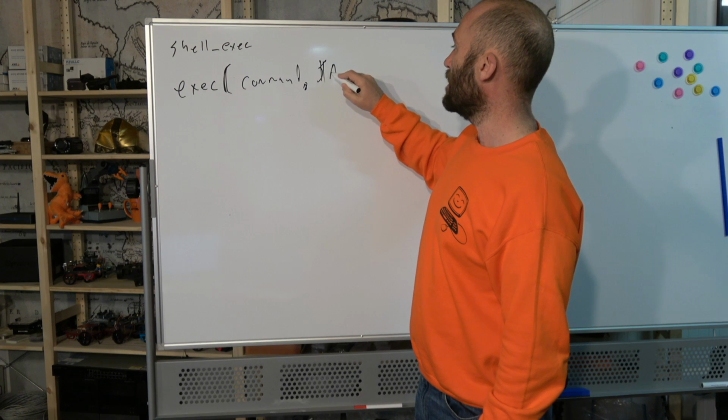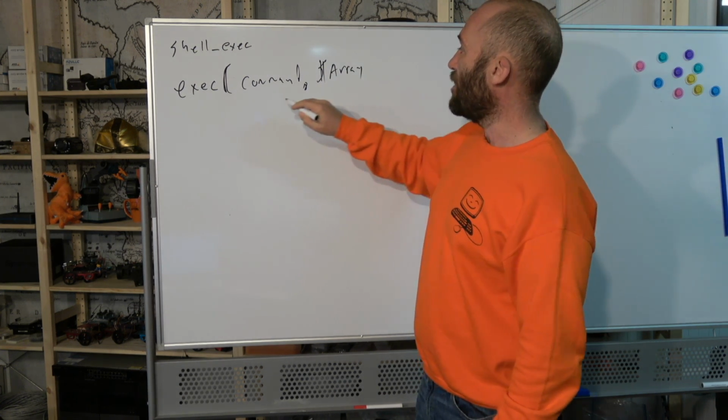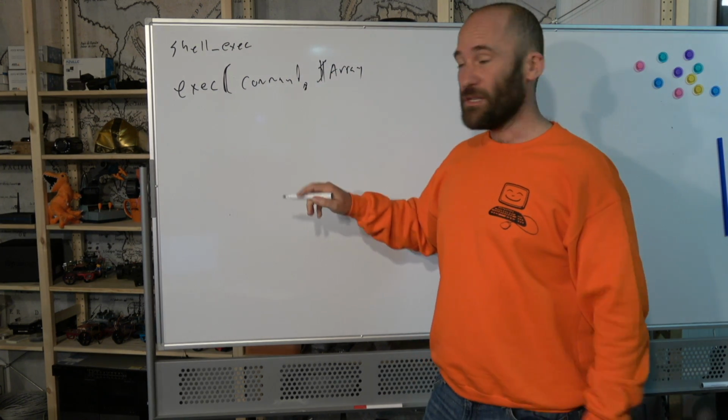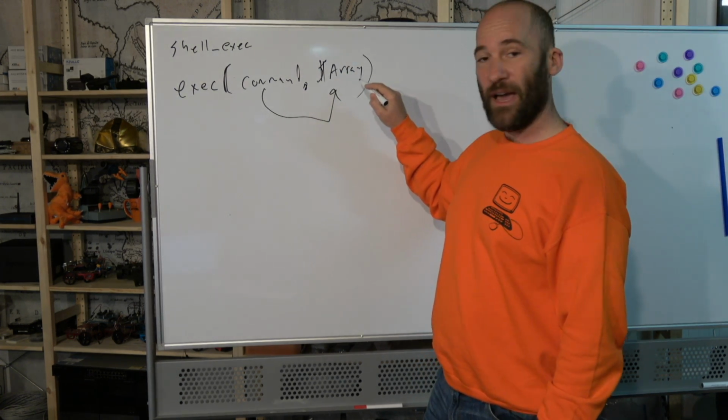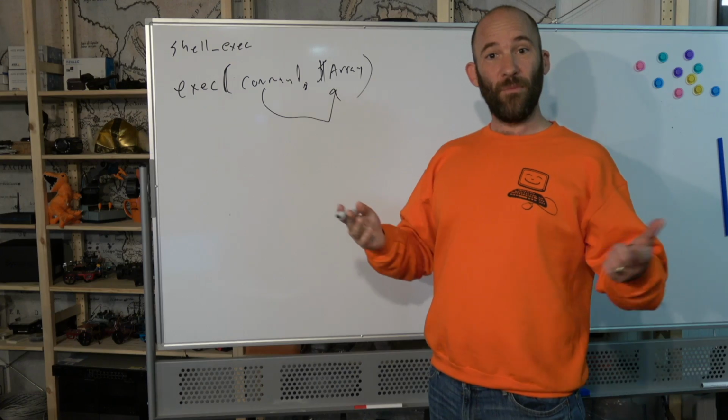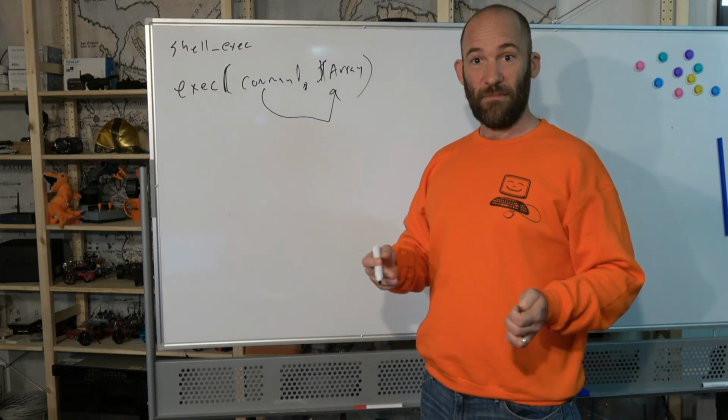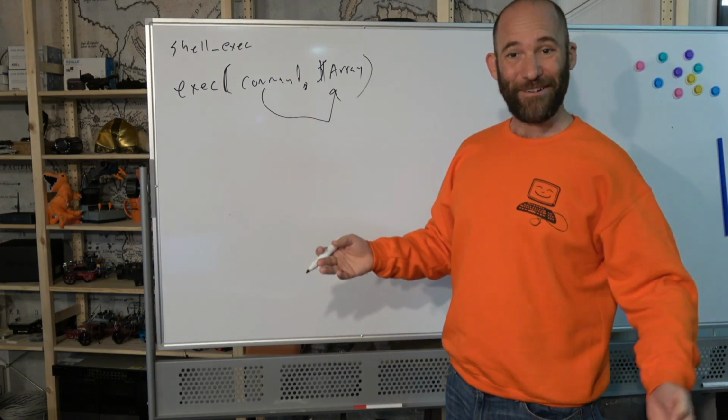So basically we're just going to create an array here. And then the results from this command are going to get fed into the array. Once it's in an array, we can read through that array just like it's an array, because it's an array, right?